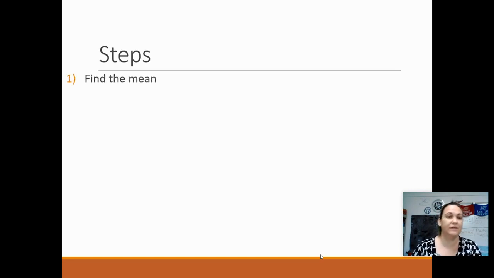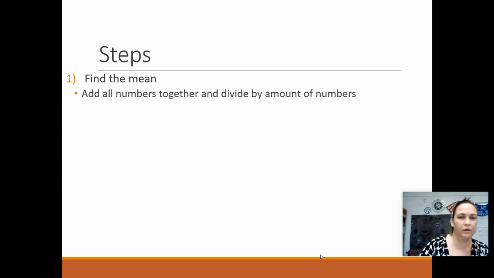So our first step is you have to calculate the mean. We've already talked about how to do that earlier this week. You add all the numbers together and then divide by the amount of numbers you have in the list. Okay, so we've already learned that. That's step one.